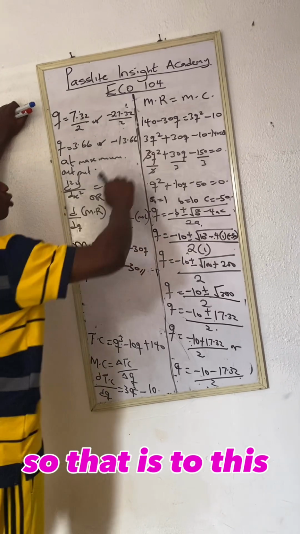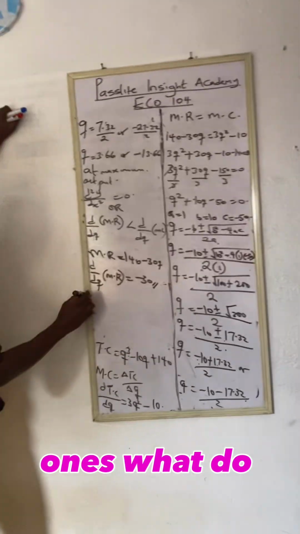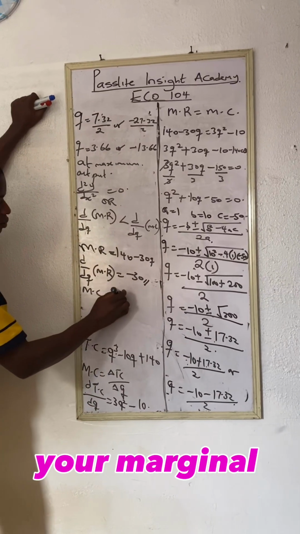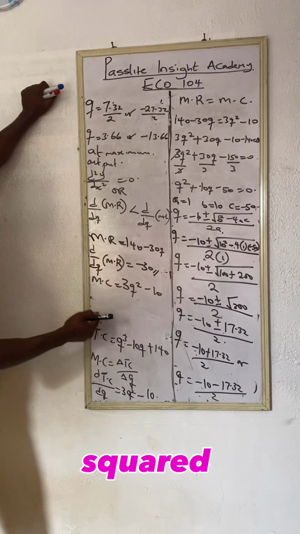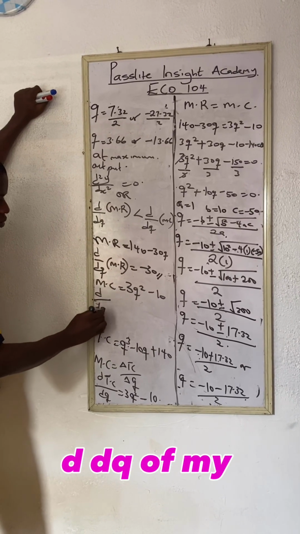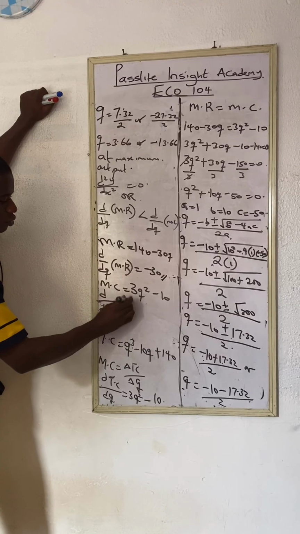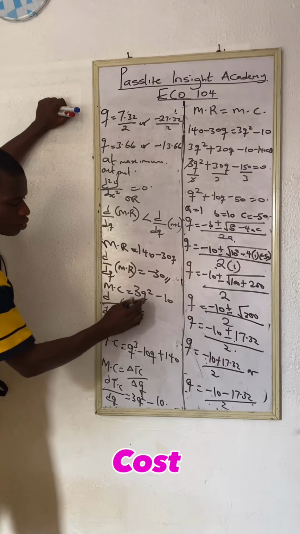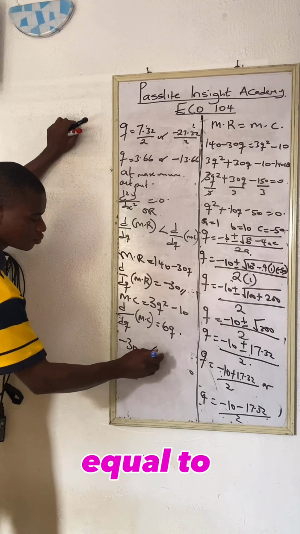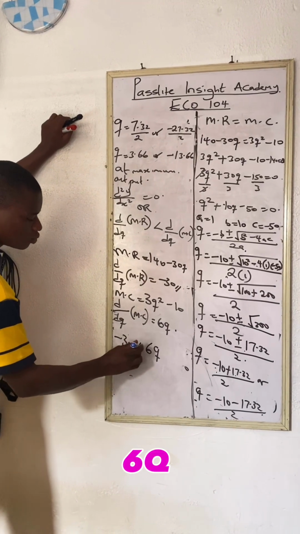Also for the other one, what do you have there? Marginal cost. Your marginal cost is 3Q squared minus 10. So to differentiate it again, d over dq of marginal cost is equal to, what do you have here? 2 times 3 is 6, that is 6Q. Less than 6Q according to them.